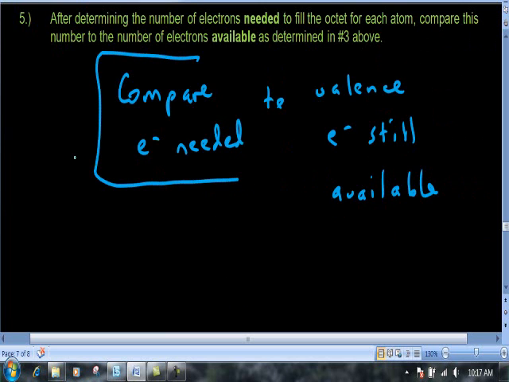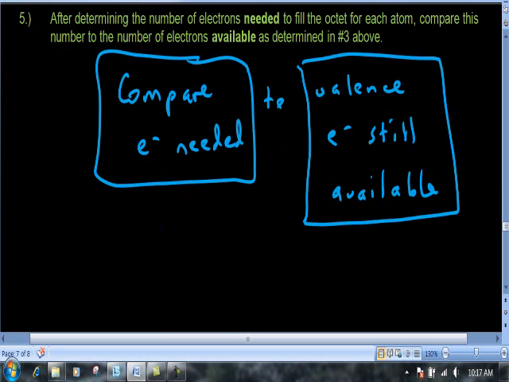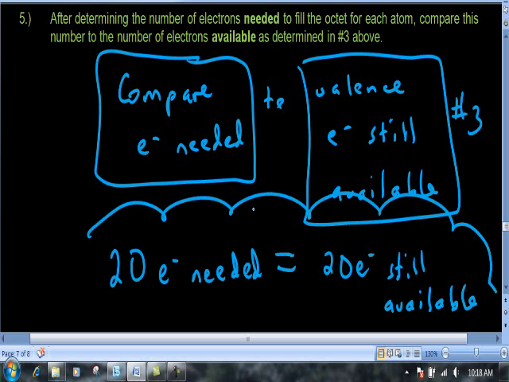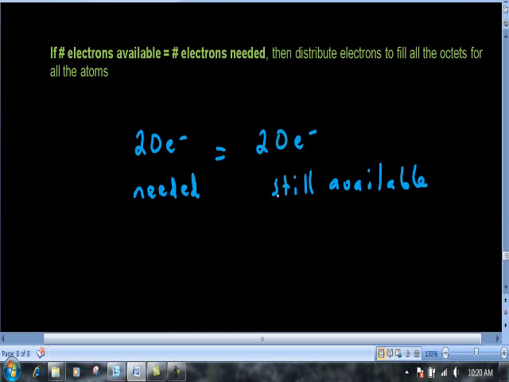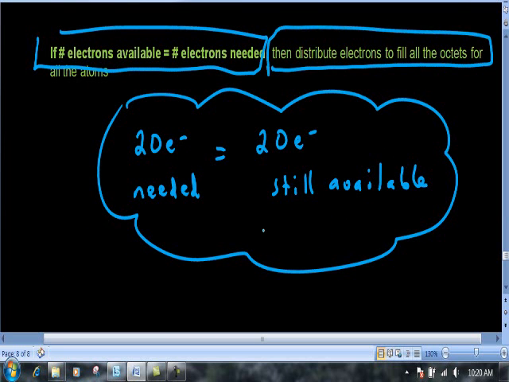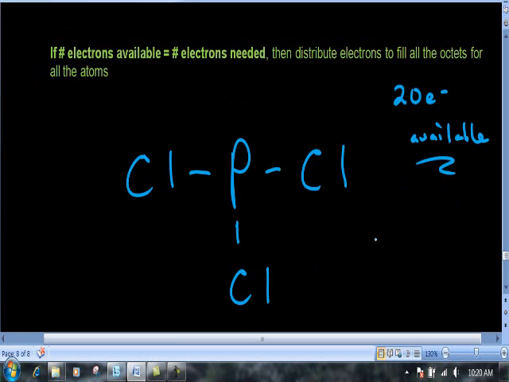Our next step is to compare the number of electrons needed that we just determined to the valence electrons still available, determined in step number 3. Comparing, we see that our number of electrons needed, 20, is equal to the number of electrons we still have available to complete our Lewis structure. In this scenario, where the number of electrons available equals the number of electrons needed, the next course of action is to distribute the electrons to fill the octets for each of the atoms in our Lewis structure.